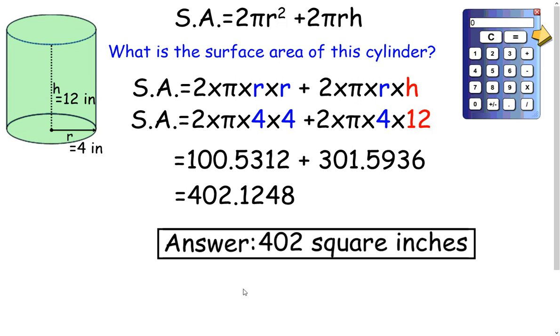Remember, surface area is an area, so your units are going to be inches or feet or yards squared, so units squared. Okay, let's look at our next example.